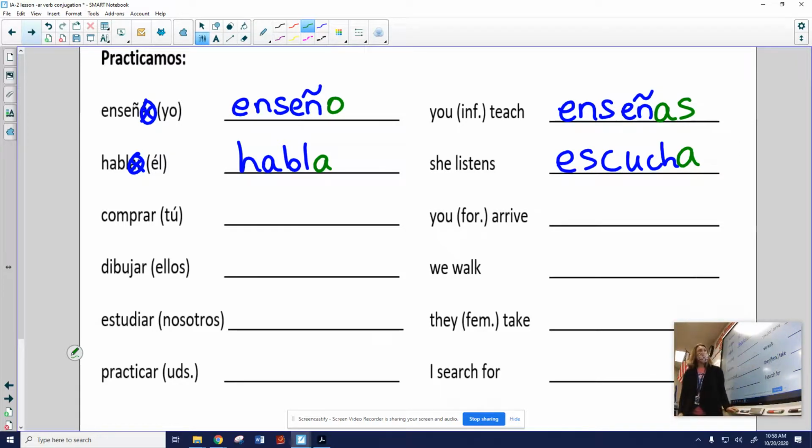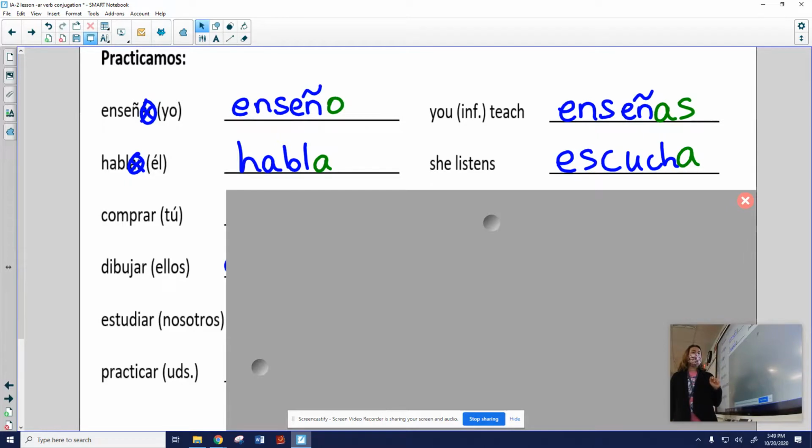She listens. Ella escucha. Chicos, por favor, toman 3 o 4 minutos, if you haven't already started. Take a stab at the other 8 on your own. 3 o 4 minutos. Flip back to that verb list if you need to. Flip back to the endings if you need to. Take a stab at it.